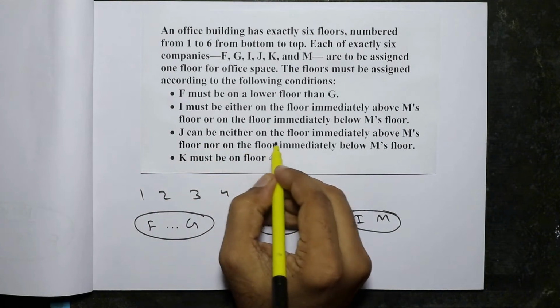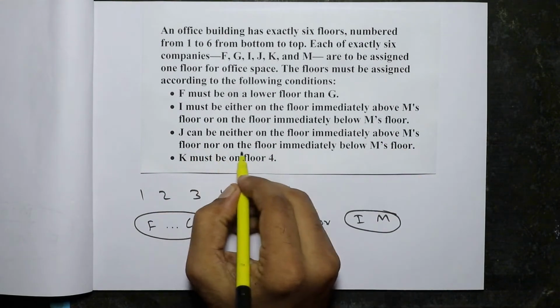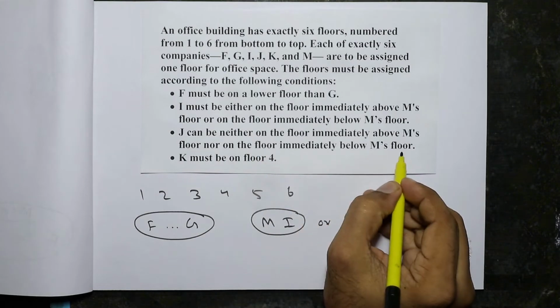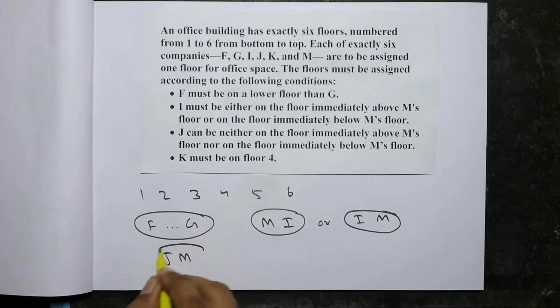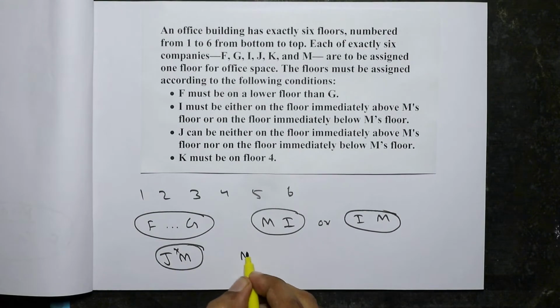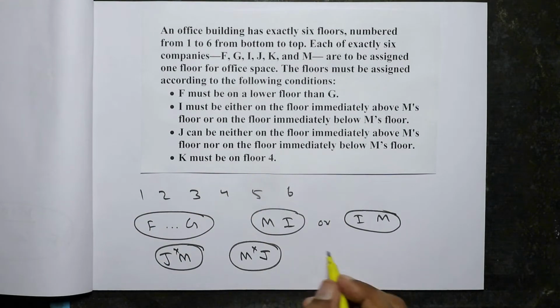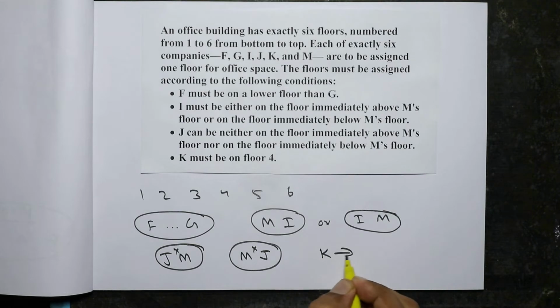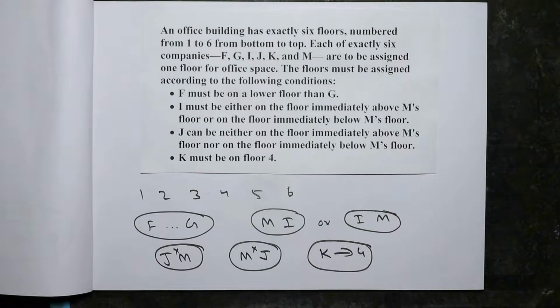J can be neither on the floor immediately above M's floor nor on the floor immediately below M's floor. So J followed by M is not possible. Similarly, MJ is also not possible. K must be on floor 4. So K should be assigned 4. So we have got all the conditions. Let us start with the questions now.